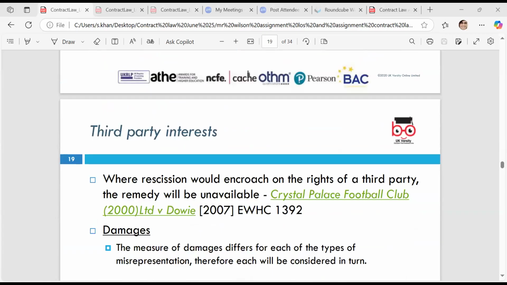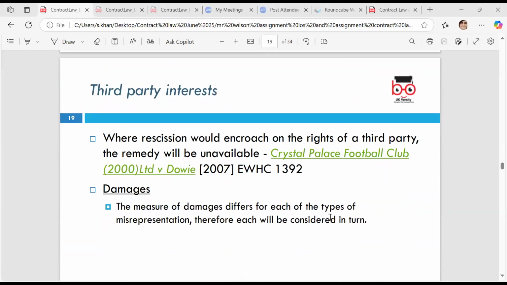Third party interest. This refers to the rights of a third party, where individuals have the rights of a third party and remedies are unavailable. The case in regards to that is the Crystal Palace Football Club, and damages differ for each type of case. As we mentioned, everyone has a different case.